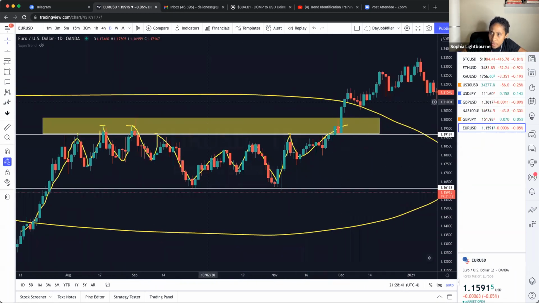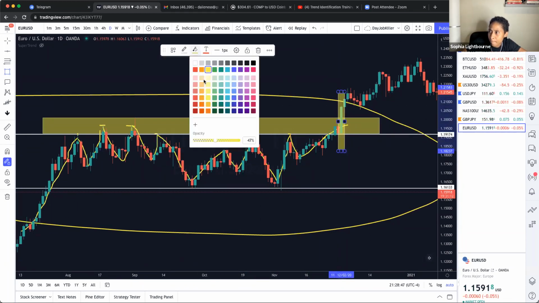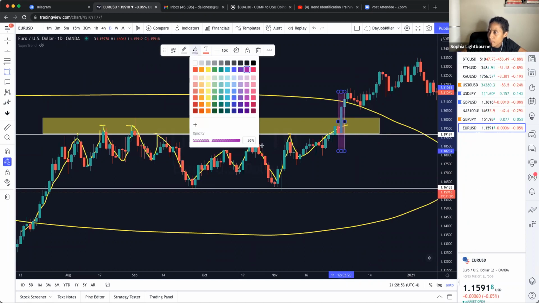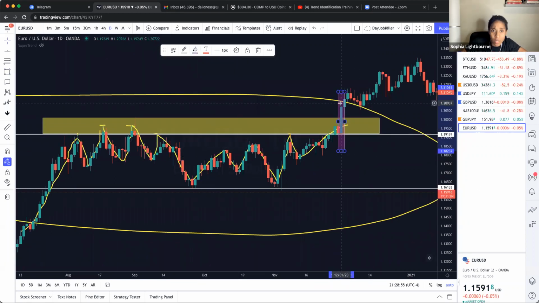On this particular candlestick right here, what happened? I'll make it a different color. Let me make it purple or something. Price broke the zone with momentum, right? It broke the zone. So if price breaks the zone, you know we are about to go in the other direction.